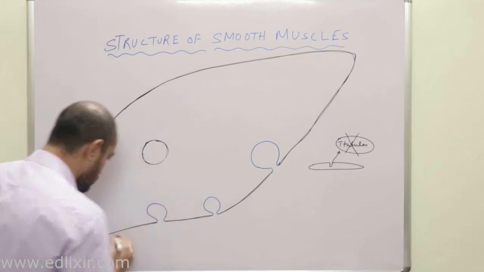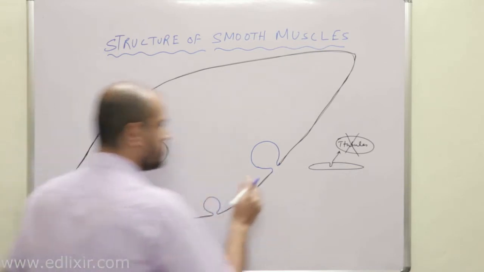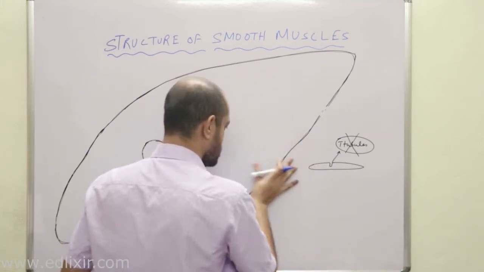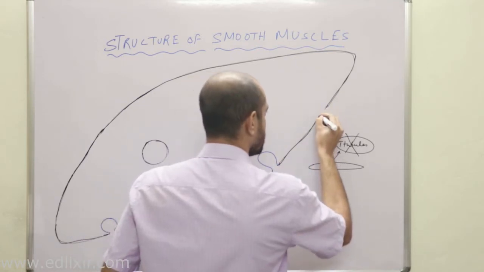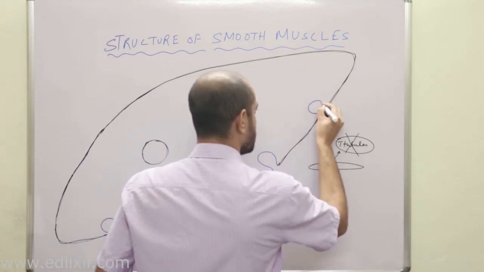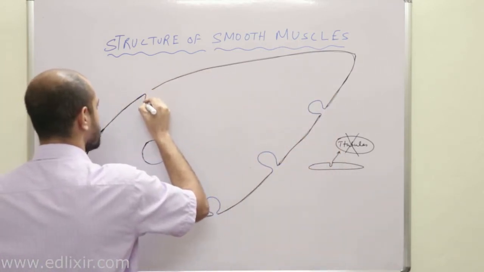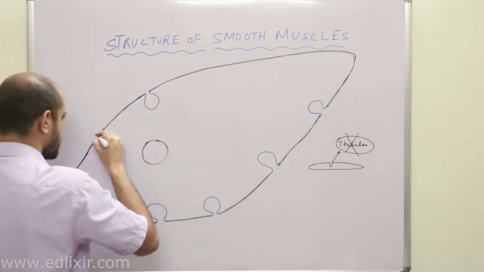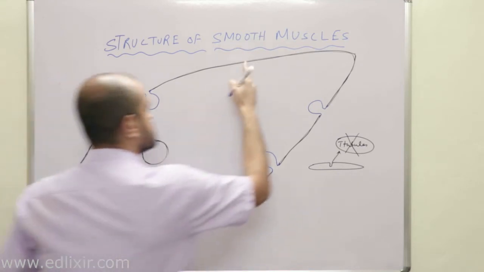T-tubules. Now listen with all your attention. So what are these invaginations? They should not be very big, not that deep. So like this. Okay, like this. Like this. Okay. So what are these?